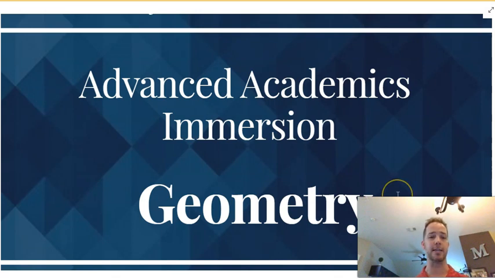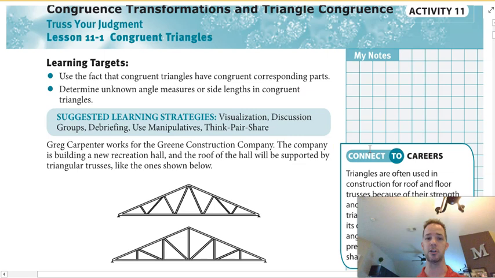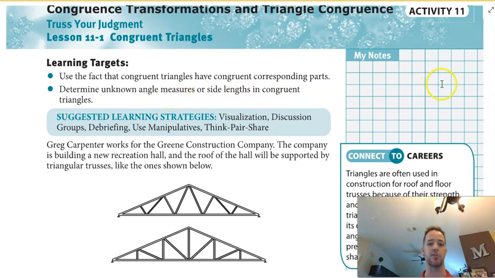We have 11-1, congruent triangles, in Activity 11, Trust Your Judgment. So let's go ahead and jump into Activity 11-1. Our learning targets for today with congruent triangles are: use the fact that congruent triangles have congruent corresponding parts, and determine unknown angle measures or side lengths in congruent triangles.